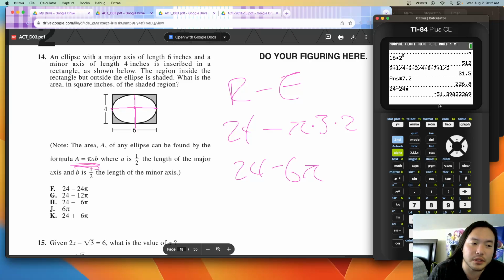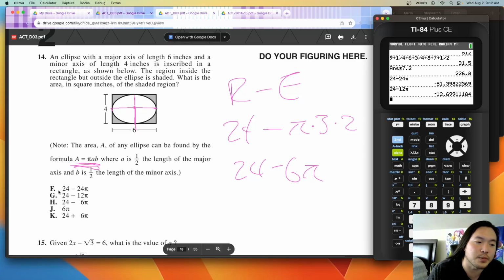This is a negative number. This is not the correct answer. The area of the shaded region is absolutely not negative. And then G actually has the exact same issue. So if you do 24 minus 12 pi, this is still a negative number. There's no way this area is negative. This is an obnoxious answer. Immediately eliminate F and G.